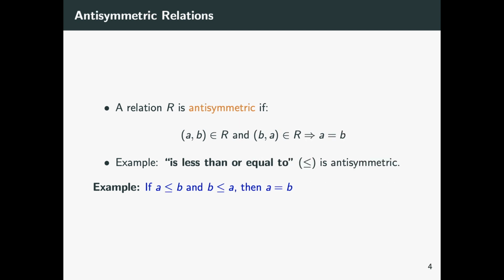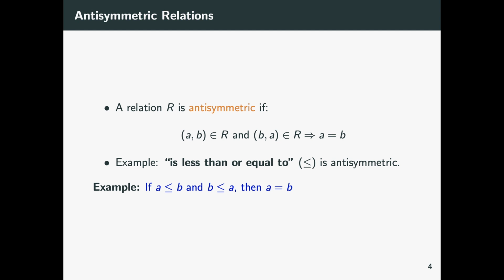Next, we have antisymmetric relations. A relation R is antisymmetric if, whenever both the ordered pair AB as well as BA are elements of the relation R, then A must be equal to B. This means that the only time two elements can be related in both directions is when they are the same element. For example, the relation "is less than or equal to" is antisymmetric.